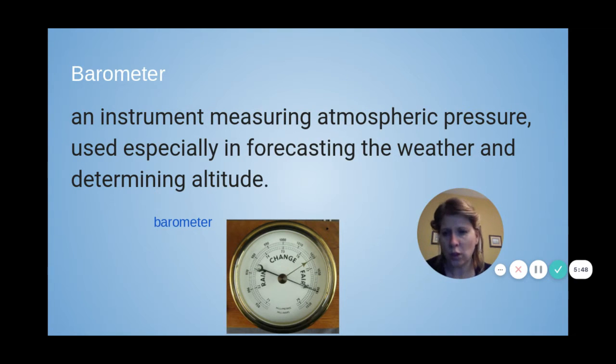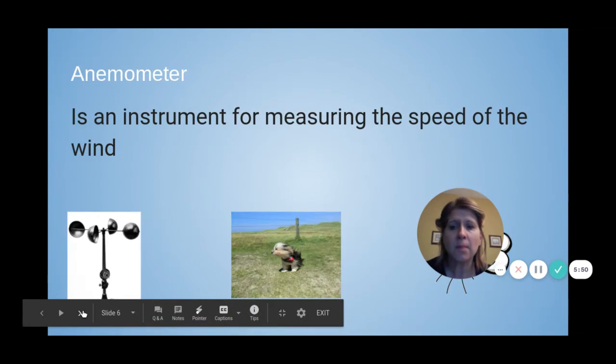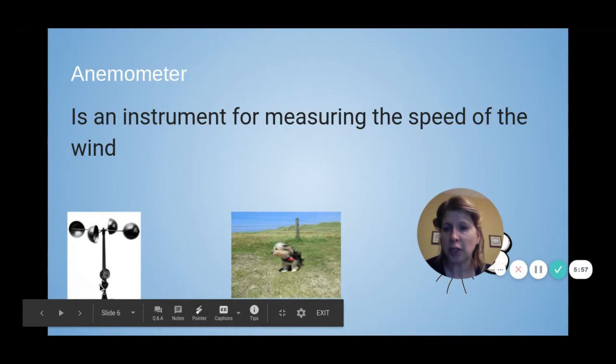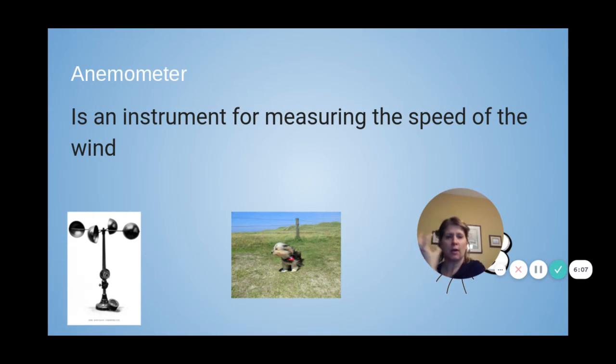So the next one we're going to be looking at is an instrument that measures the amount of wind speed. If you look at this picture here on the left side of your screen, it will show you what an anemometer looks like. They are cups. And as the wind grabs inside the cup, it spins it around. So put your hands like this. An anemometer is measuring the amount of wind speed.